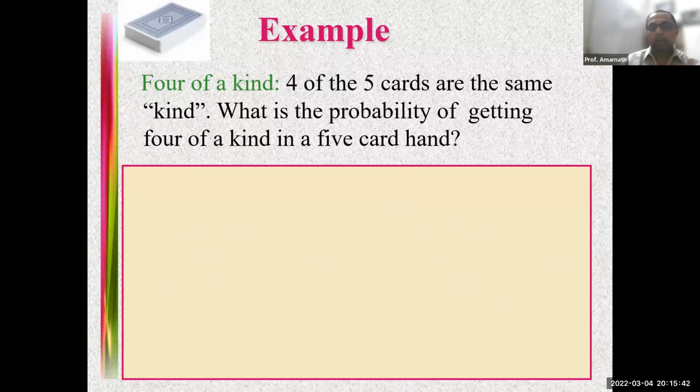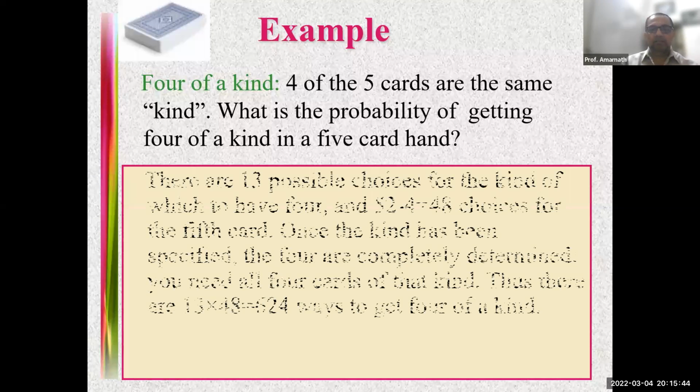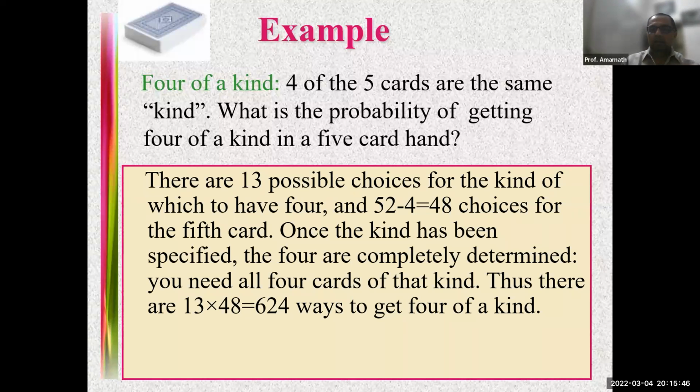So there are 13 possible choices for the kind of which to have 4. So 52 minus 4, 48 for the fifth card. Once the kind has been specified, the 4 are completely determined. You need all 4 cards of that kind. Thus, there are 624 ways to get 4 of a kind.